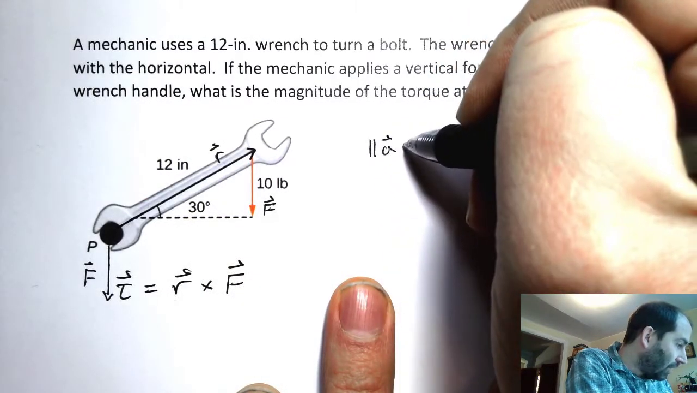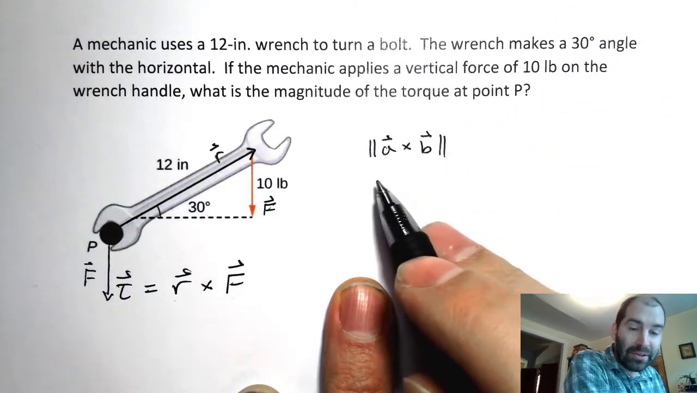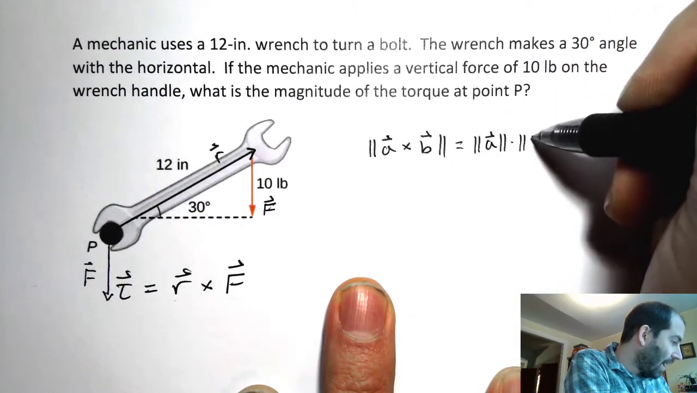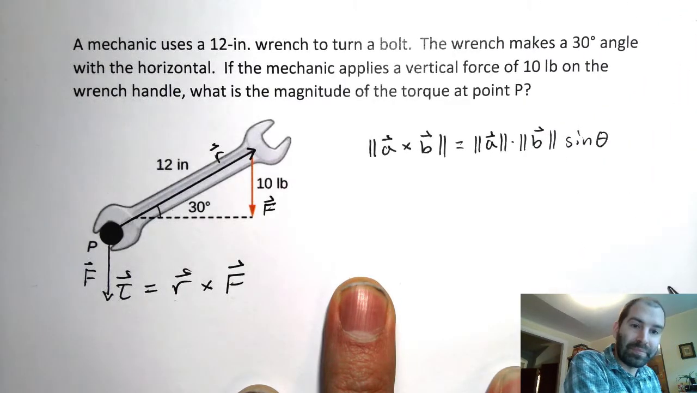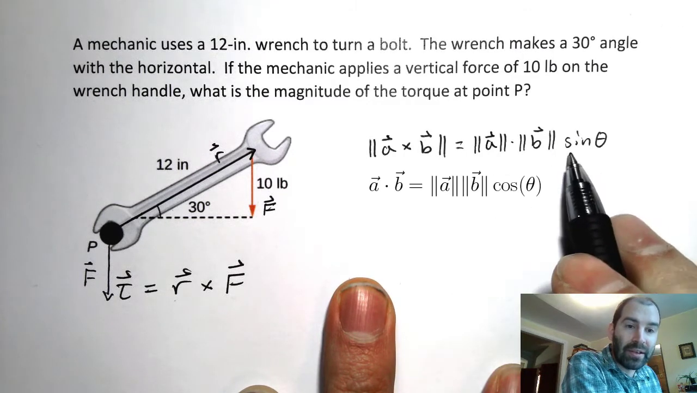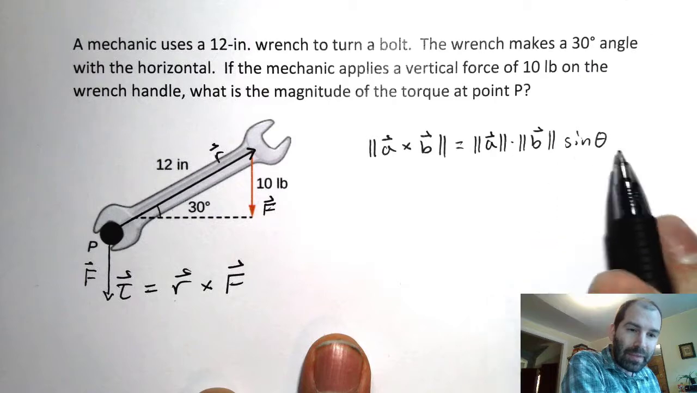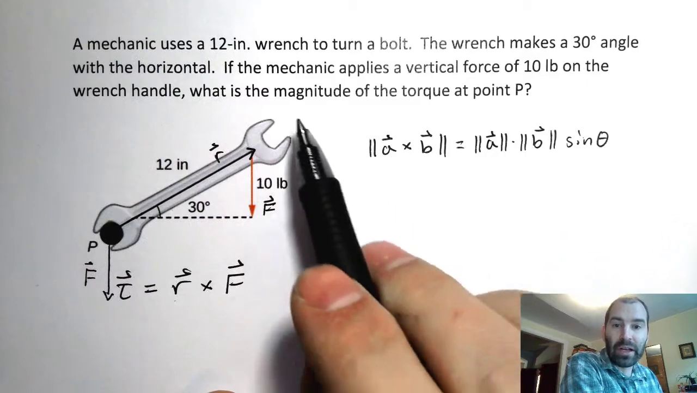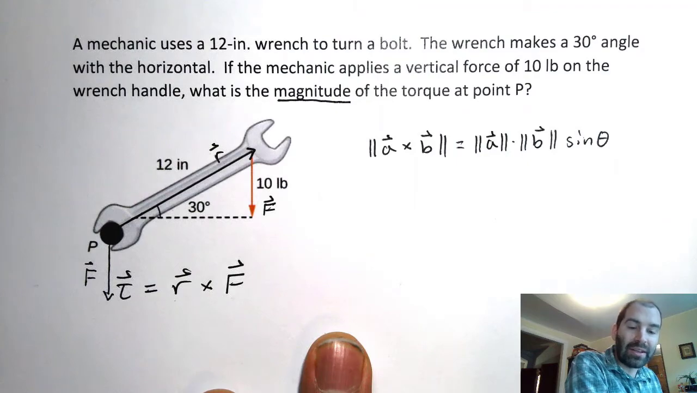The formula says that if you have two vectors, A and B, and you take their cross product and then compute their magnitude, this is the magnitude of A times the magnitude of B times the sine of the angle between them. This should look very familiar to you. This should look just like the formula for dot product, except with a sine instead of a cosine. So it's nice that we have this. This is a very nice way to compute the magnitude of the cross product, and if you look at this problem, that's exactly what we need. We need the magnitude of the torque.